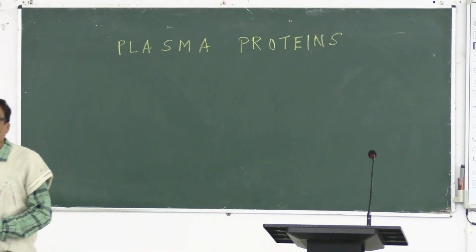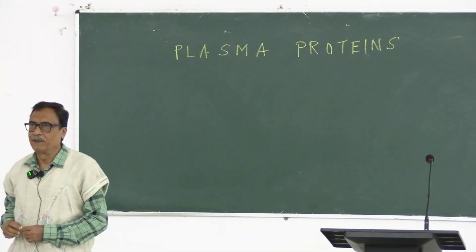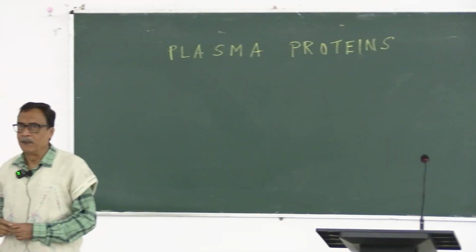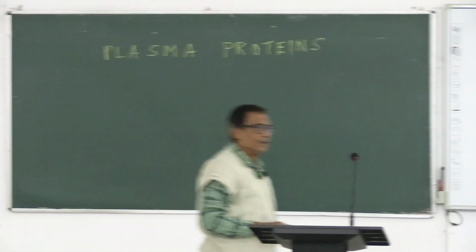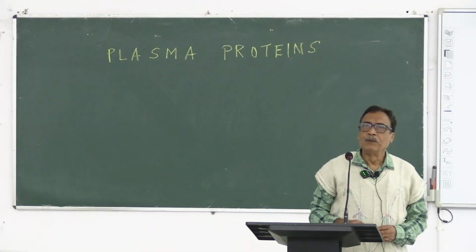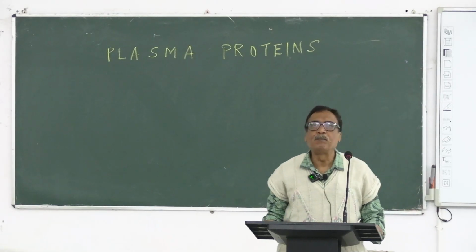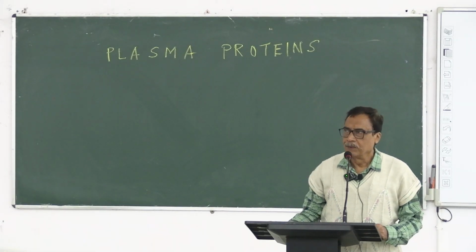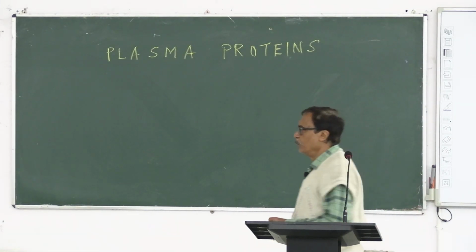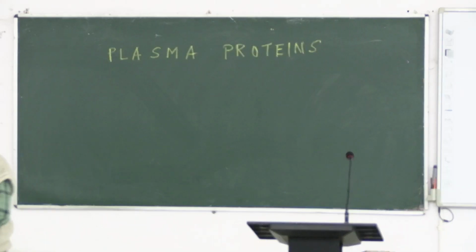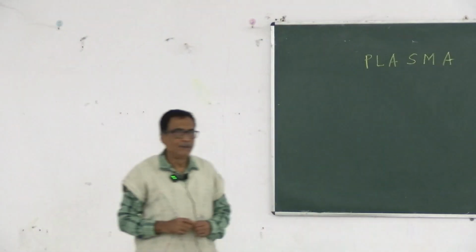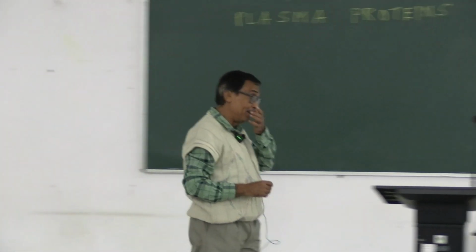There are several hundred proteins in our plasma. Out of these, only the very specific proteins I will mention today. Now, what is plasma and how does it differ from blood?